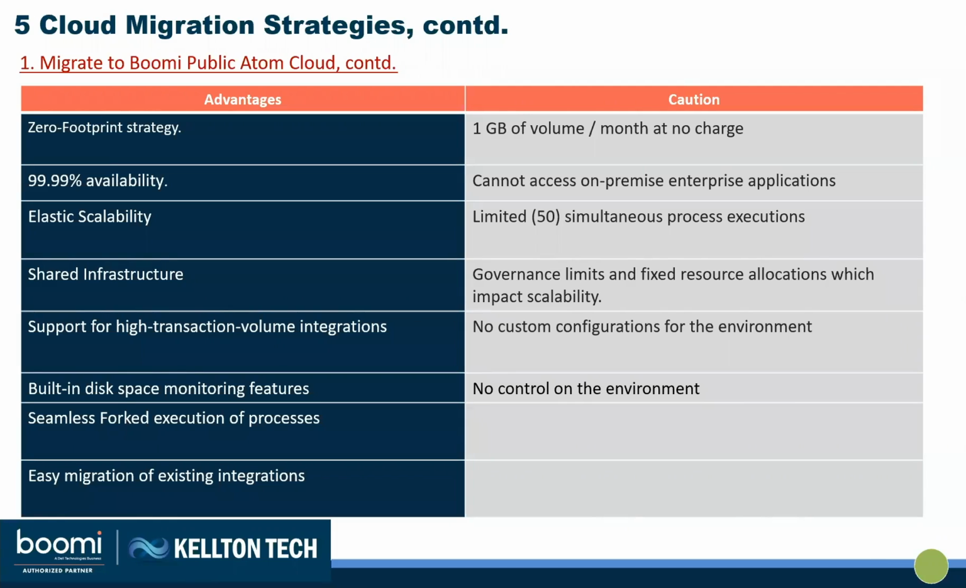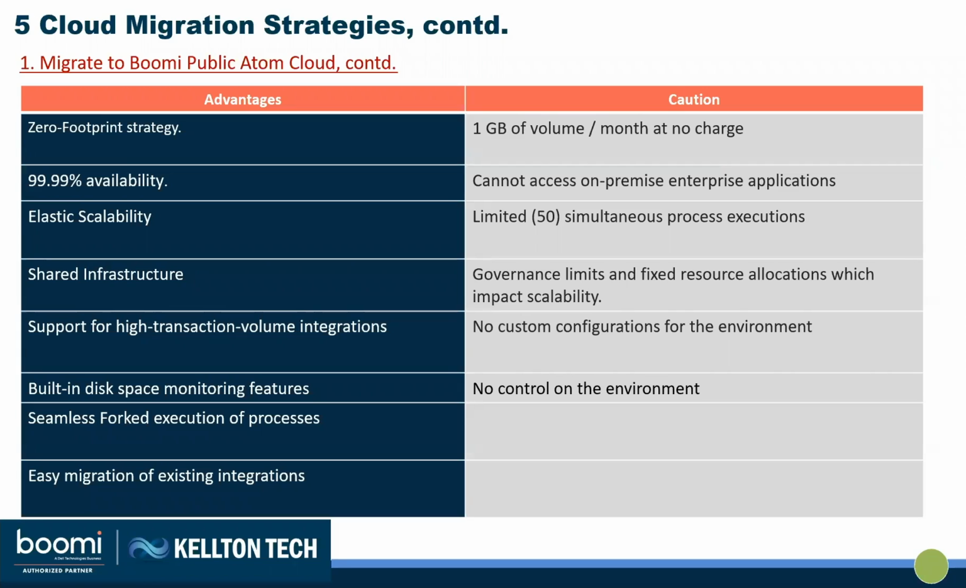But then there is a caution here. If you are looking to leverage this Boomi Public Atom Cloud, up to 1 GB of volume per month is at no charge, but then additional costs will be applied as the usage goes. And you cannot connect to on-premise applications. Like I said, it's an internet application. You cannot allow an internet application to work with your internal systems. That's why it cannot connect.